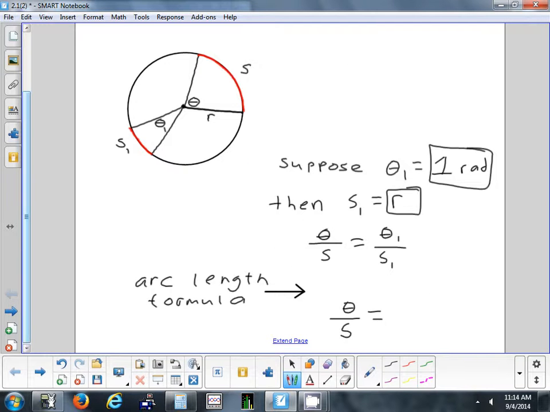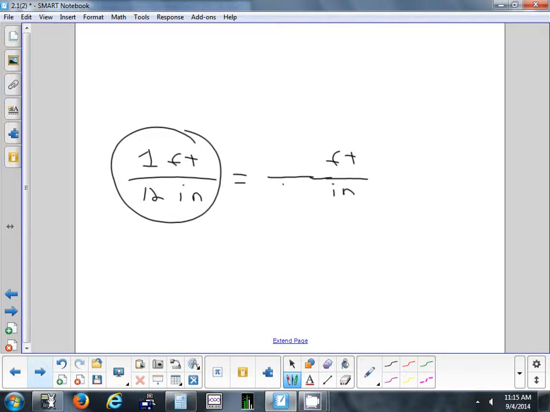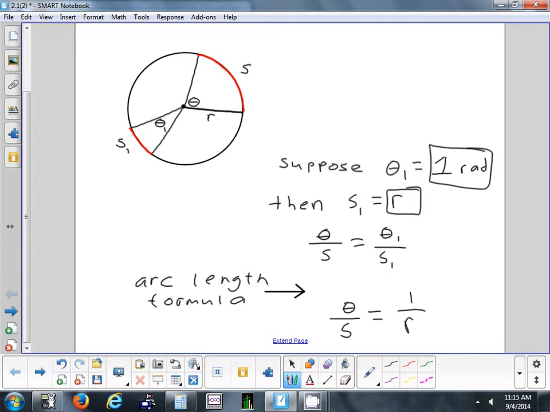Theta 1, we're letting be 1 radian. And S1, we're letting be R. Now, just because we picked theta 1 to be 1 radian, that doesn't limit what I can do to convert. Just like somebody picked 1 foot to 12 inches, that doesn't limit anything. It's just your starting point to figure out what you don't know. The right-hand side is just my starting point to figure out what I don't know.